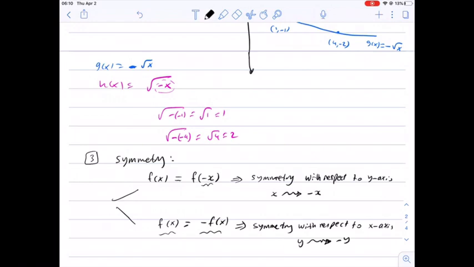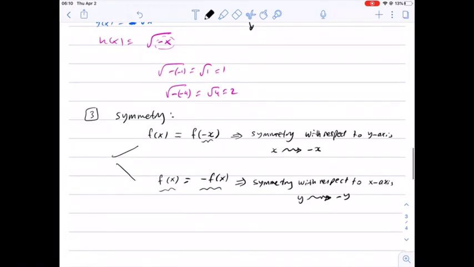So for the symmetry with respect to y, we change the sign of x and we still get the same function, and that means changing the sign of the variable will not change the value of the function.